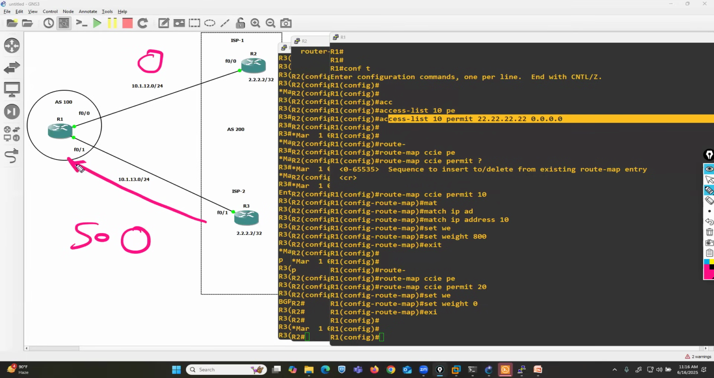When I increase the weight via this side, for any destination, R1 will prefer this next hop, because via this side we have higher weight, and the path with the highest weight is more desirable. Is this point clear? Now all the routes are coming via this side. The problem is what? All the routes are coming via this side.